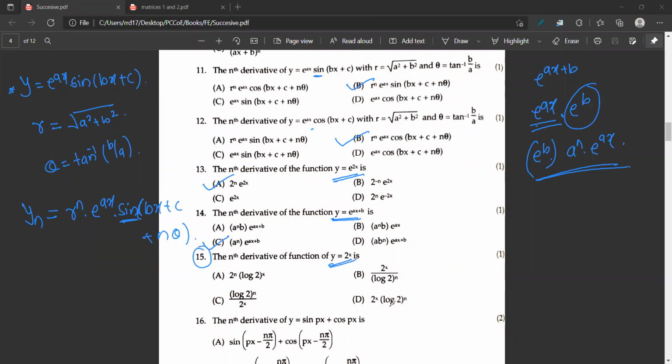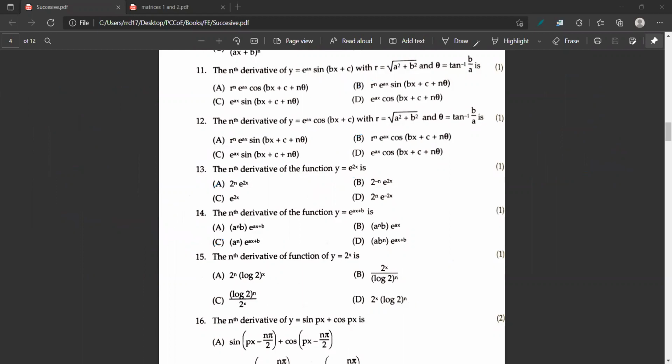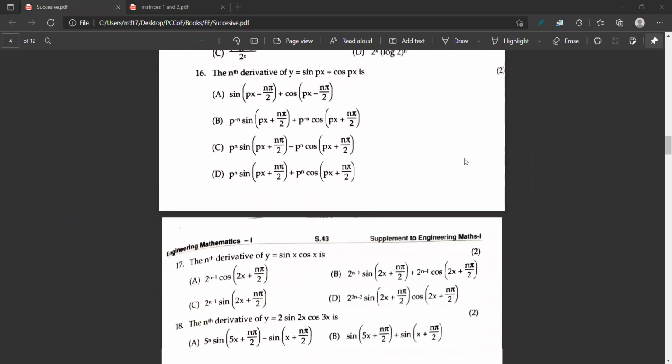So 15th one. y is equal to 2 raised to x. It is equal to 2 raised to x into log of 2 raised to n. That is directly a standard formula. Okay. Now let's go to the next, the 16th one.